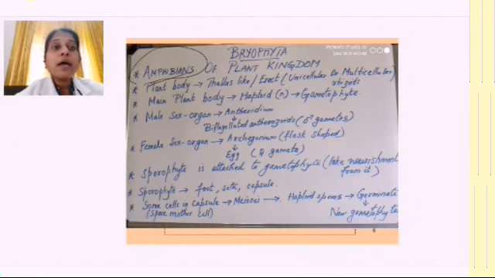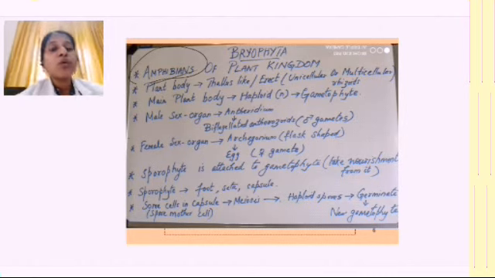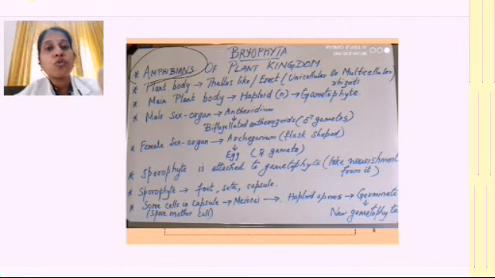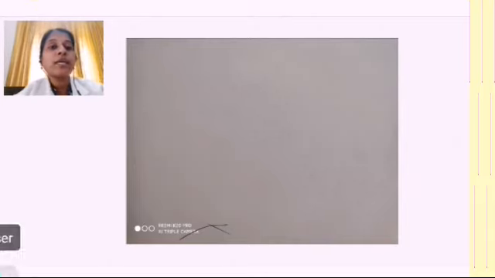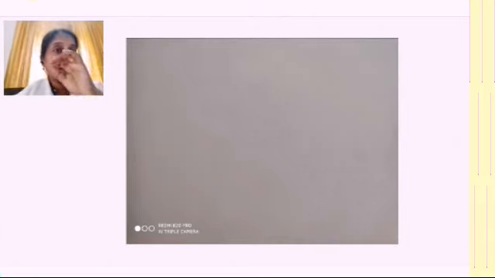Third, the main plant body is a gametophyte. You can also find a sporophyte stage. Now what is a gametophyte and what is a sporophyte? You have to know, isn't it? So moving on to the explanation for gametophyte and sporophyte, listen.